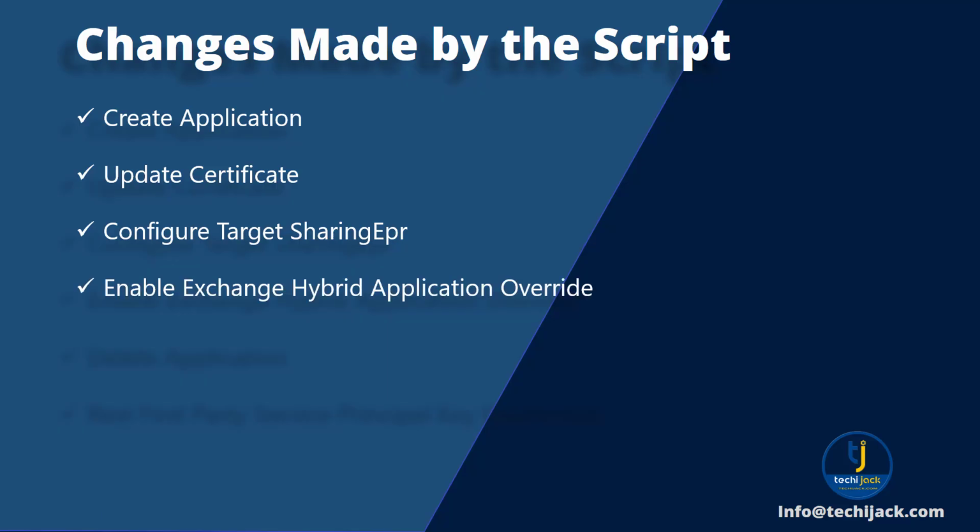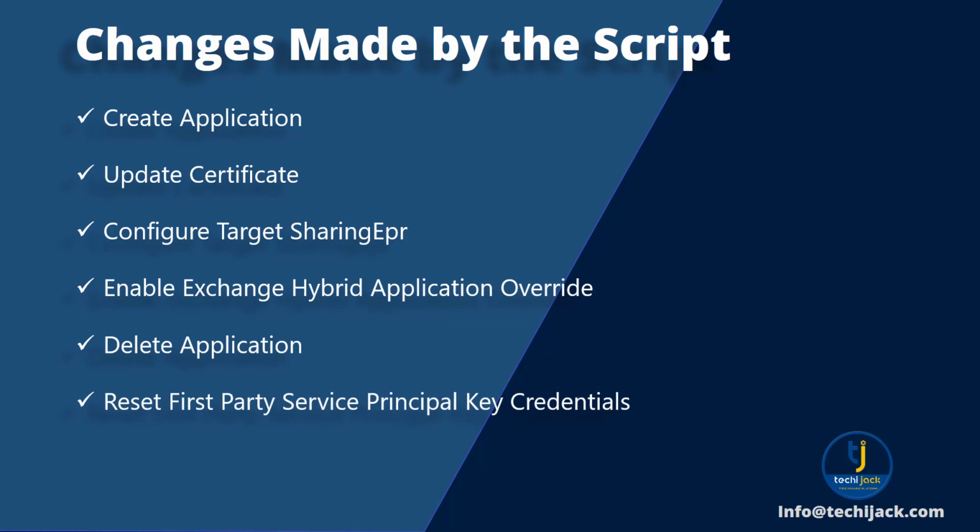Enable Exchange Hybrid Application Override. When this script runs, it validates whether the application in Entra ID has the correct API permission and whether tenant-wide admin consent is granted or not. Delete application: this deletes the dedicated Exchange application in Entra ID. Reset first party service principal key credential: it removes all existing key credentials from the Exchange Online first party application service principal.